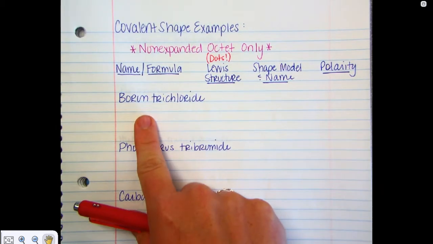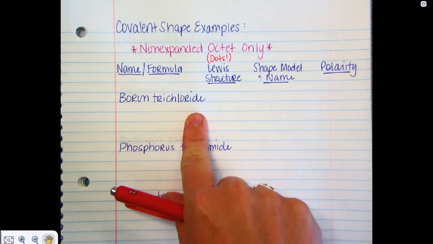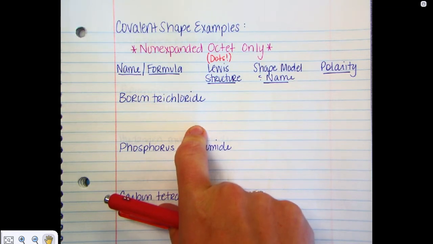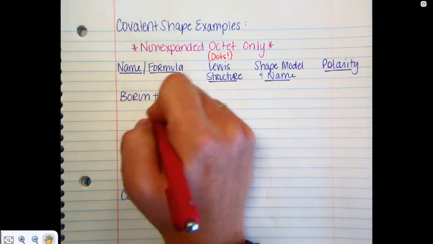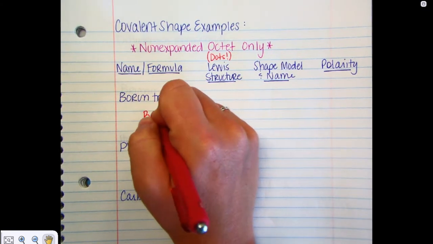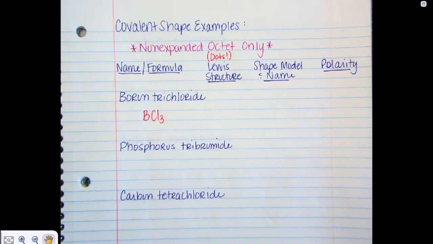We're going to jump right in with boron trichloride. The first thing I would do is write the formula. I need to see what elements I'm working with and how many of each I have. Boron doesn't have a prefix, so I know that means I have 1. And in trichloride, tri is 3. So I've got 1 boron and 3 chlorines.